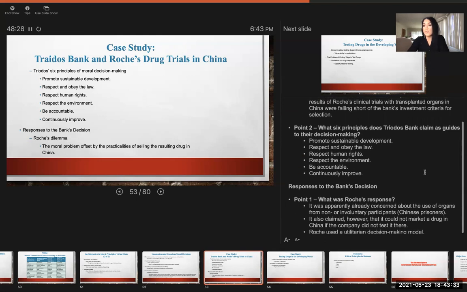So we look at the decision-making process. We look at promoting sustainable development, respecting and obeying the law, respecting human rights, respecting the environment, being accountable, and continuously improving as well. So what was Roche's response? Well, it was apparently already concerned at the use of organs from non-voluntary or involuntary patients. It also claimed, however, that it could not market a drug in China if the company did not test it there. So it used the utilitarian decision-making model.